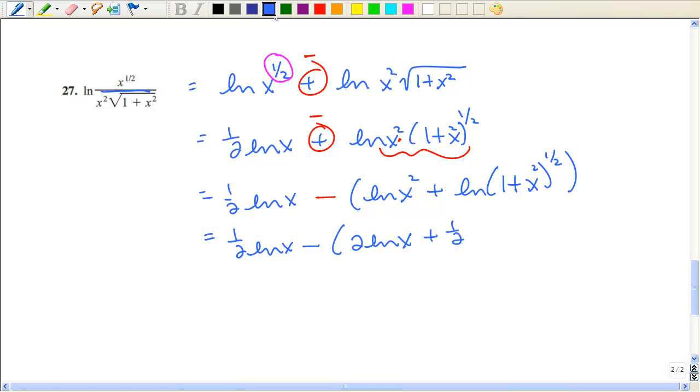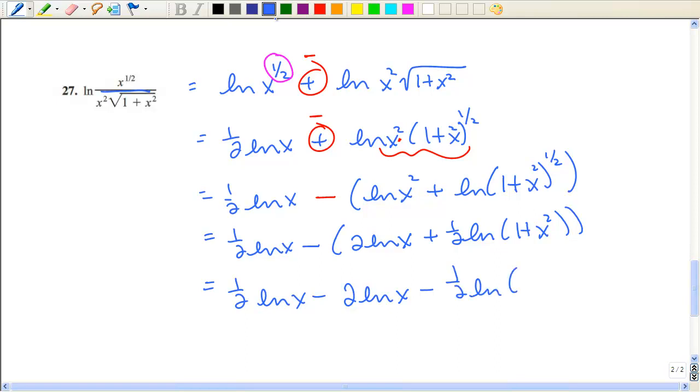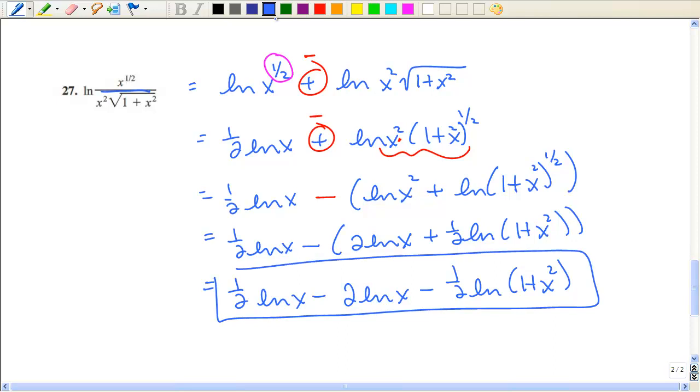And now I'm going to go ahead and distribute this minus sign. That should be the final answer. So be careful with the signs, all right? Be careful about distributing the minus sign to both of them. And your final answer should be where you have addition and subtraction of logarithms, and what you're taking the log of should not have any exponents.